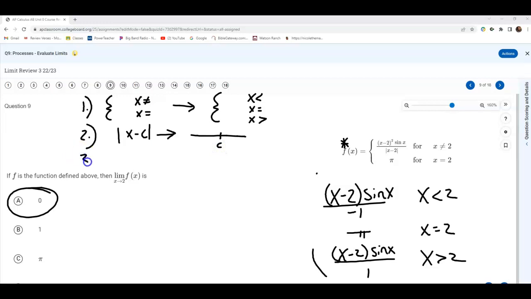Okay. The third big takeaway I'd like you to have from this is that the way that you find the limit of a piecewise function is you have to do the limit from the left and you have to do the limit from the right. Now, this problem is a hard problem because it has 3 big ideas in it that are hard to remember.